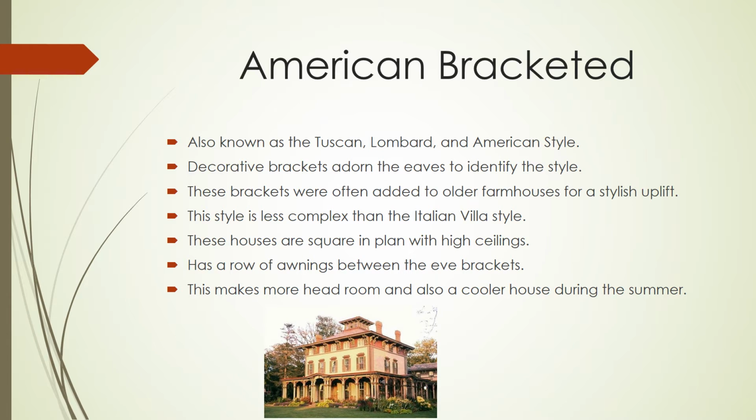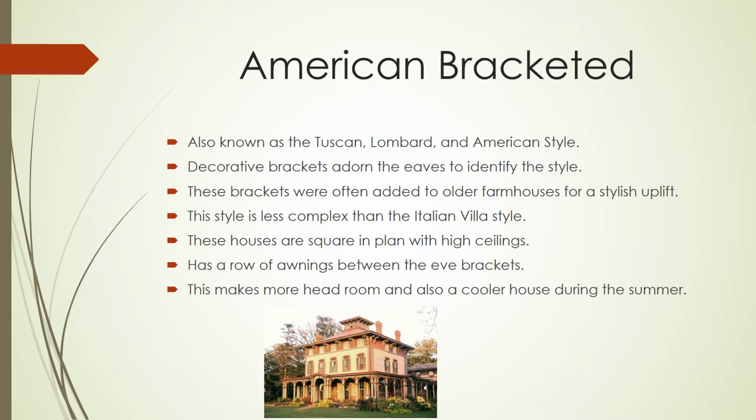American bracketed is also known as the Tuscan, Lombard, or American style. Decorative brackets adorn the eaves, and this is what identifies the style. These brackets were often added to older farmhouses for a stylish uplift. This style is less complex than the Italian villa style.